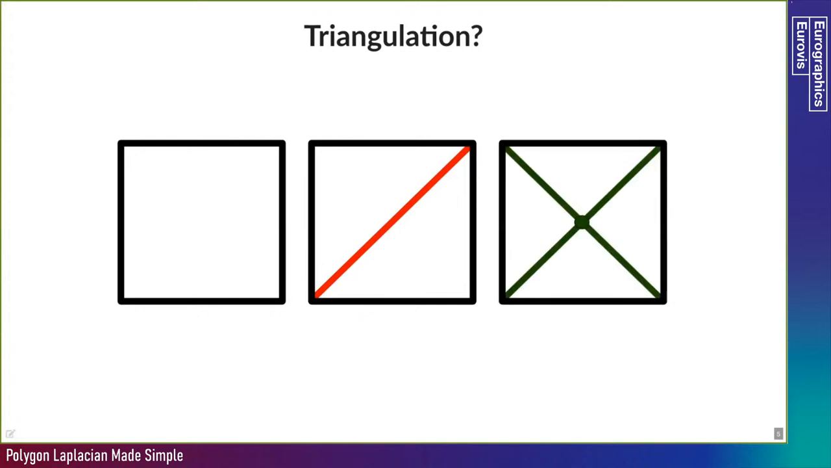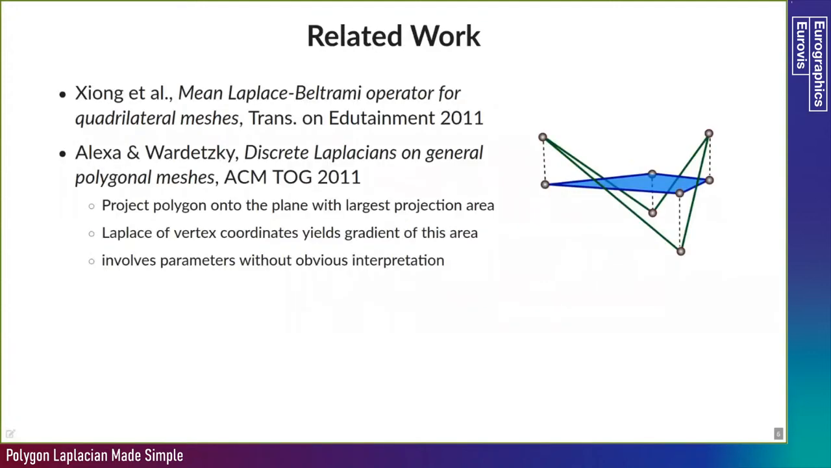One could argue that an alternative approach would be to refine the polygon mesh by introducing a new vertex in the middle of each face. This would preserve the symmetry structure, but would also come at the cost of an increase in the finite element system dimension. Previous work tried to tackle the problem of a polygon Laplacian, for example, Zhang et al. They built an operator explicitly for quad meshes by averaging over both triangulations of each quad. Alexa and Wardetzky went even a step further because they constructed the current state-of-the-art polygon Laplacian.